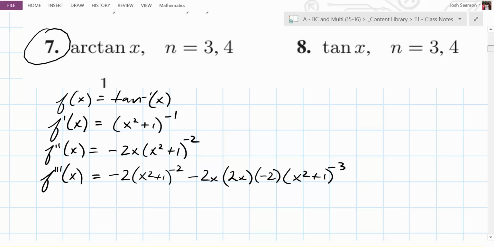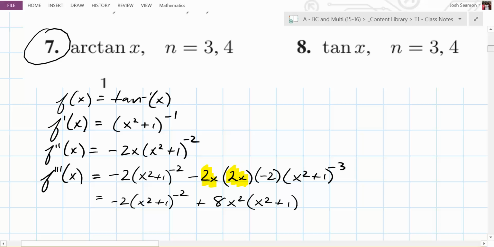I'm writing it like this on purpose because what do you start seeing a lot of? You start seeing a lot of 2x's. So let's clean this up a little bit. We have negative 2 x squared plus 1 to the negative 2, plus 8x squared times x squared plus 1 to the negative 3.